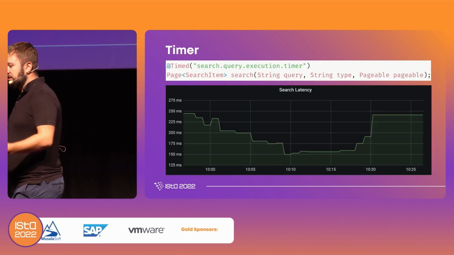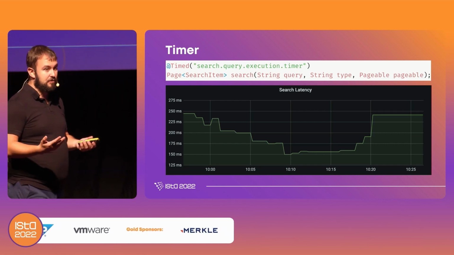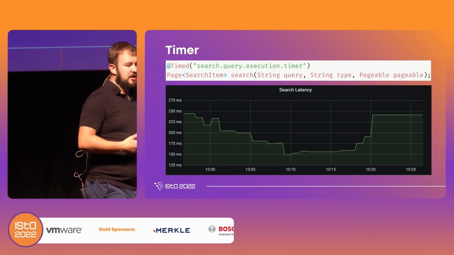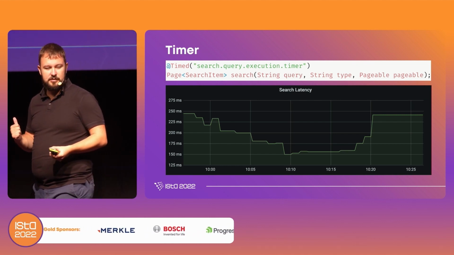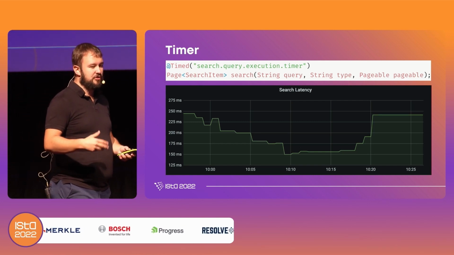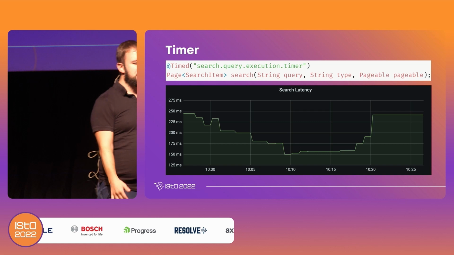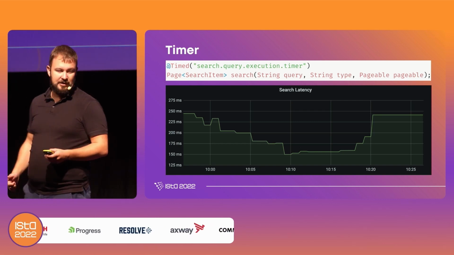You can also measure the execution time of stuff. So you can have timers that measure the latency, the time it takes for something to be executed. And over here is an example of measuring time for our search code that is measuring the time it takes to go to the search engine, get the result back, parse them, and return them to the front end.